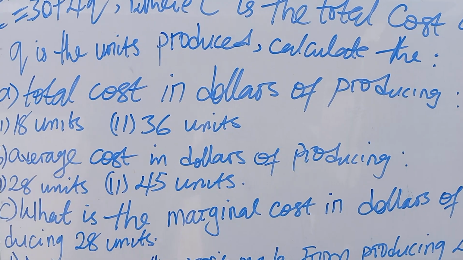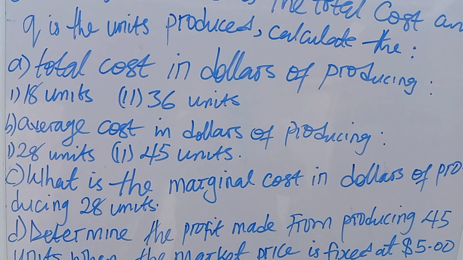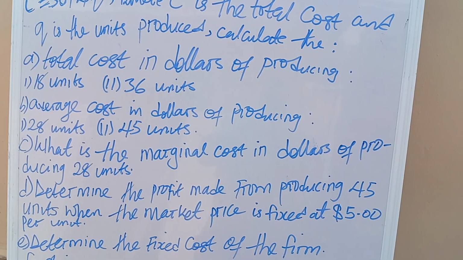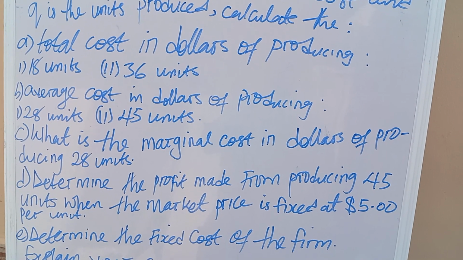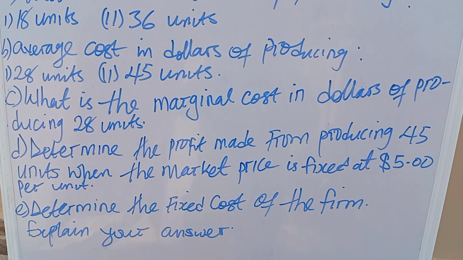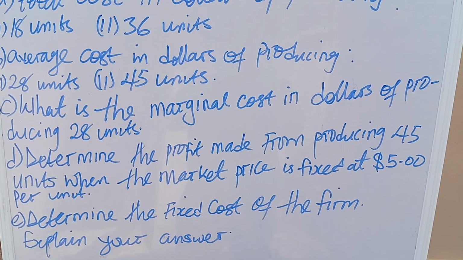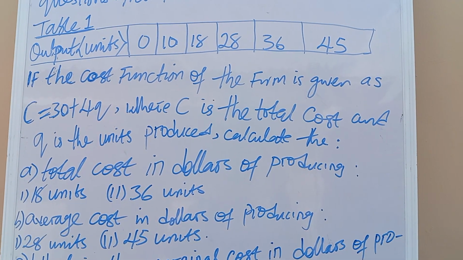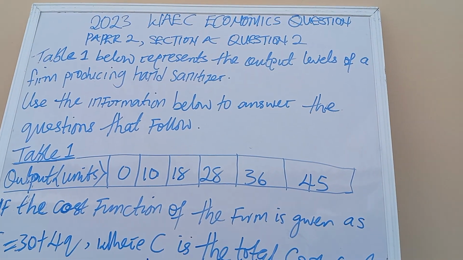Then C, what is the marginal cost in dollars of producing 28 units? Then question D, determine the profit made from producing 45 units when the market price is fixed at $5 per unit. Then question E, determine the fixed cost of the firm. Explain your answer. So please write down the questions. You can pause the video and write down the questions because I'm going to clean this now.